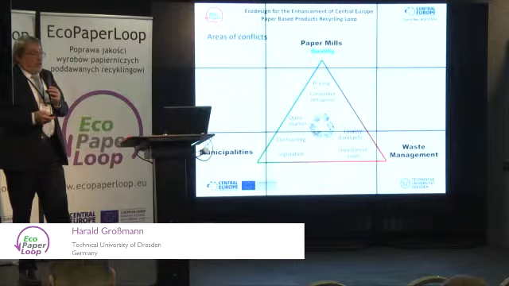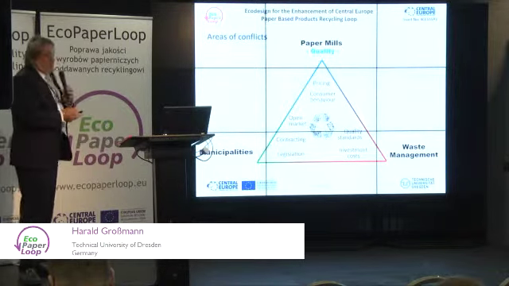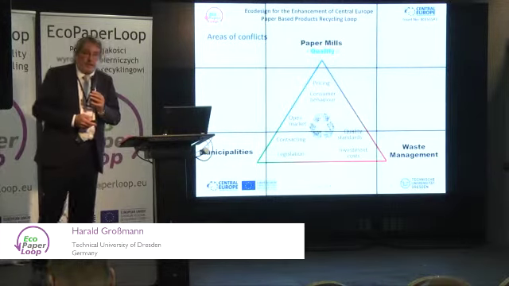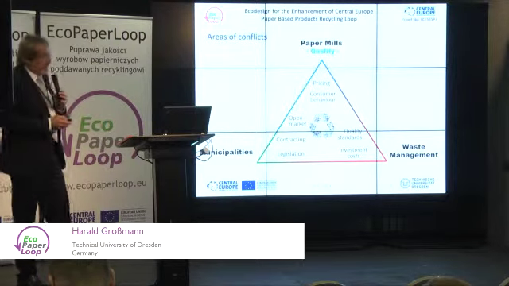So, why are there conflicts in this area here? The conflicts result from the different objectives of these stakeholders. As soon as we look at the paper mills in the first place, quality of recovered paper, which is, among many others, also a function of the collection system. Another important issue for the paper mills, of course, is also quantity, because they need a certain amount of recovered paper and collected paper suitable for recycling.